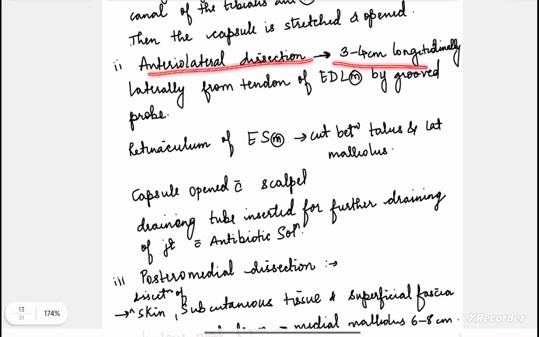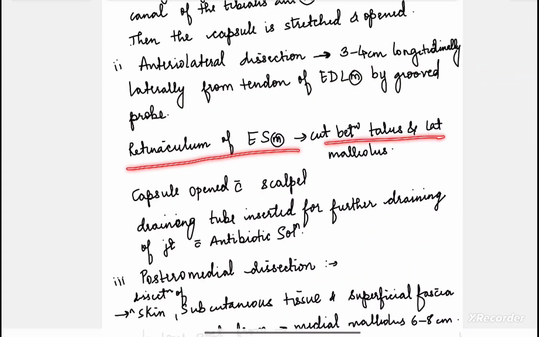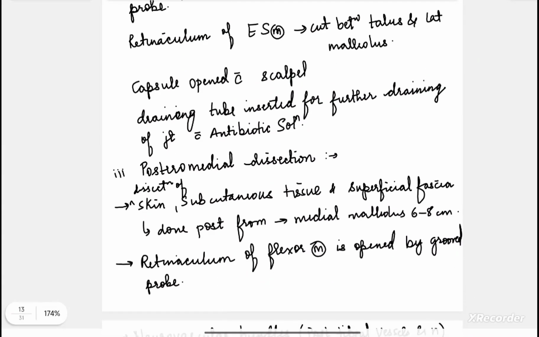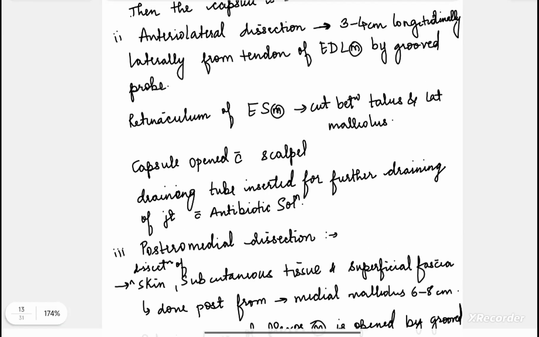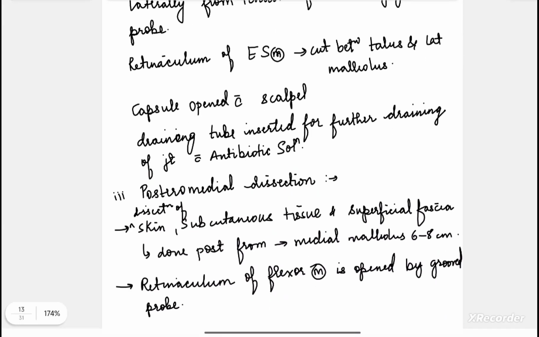Anterior lateral dissection 3 to 4 cm longitudinally laterally from the tendon of the extensor digitorum longus muscle by grooved probe. Retinaculum is cut between the talus and lateral malleolus. Capsule is opened with scalpel. Draining tube is inserted for further drainage of the joint with antibiotic solution.